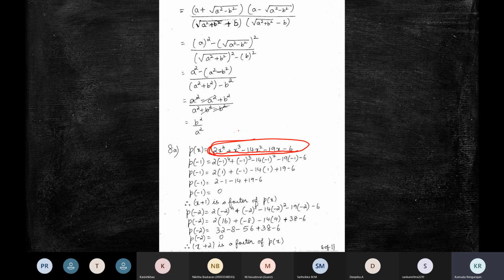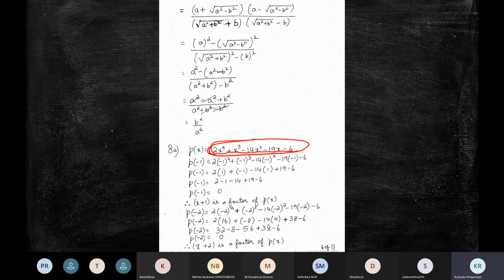So what are the two? What are the two roots you see here on the screen? What are the two roots of the given polynomial? X plus 1 and x plus 2, ma'am. No, what are the roots? They are the factors. What are the roots?